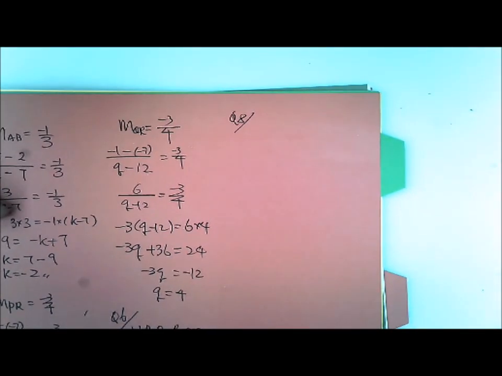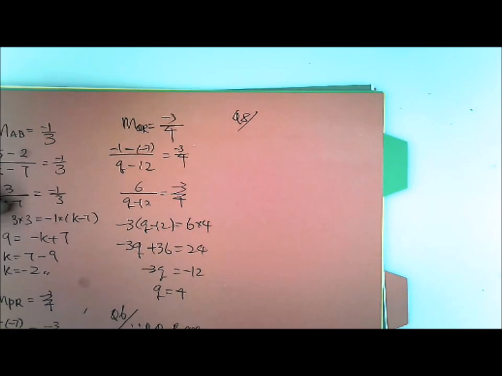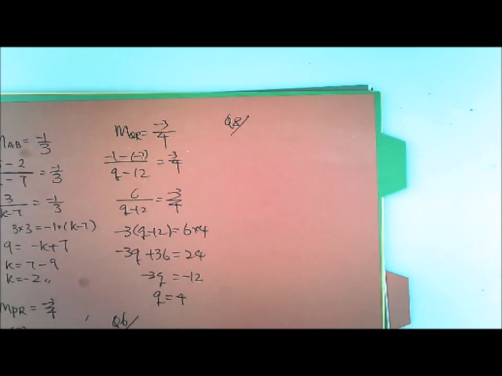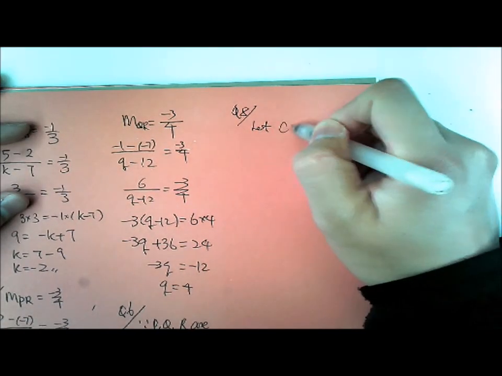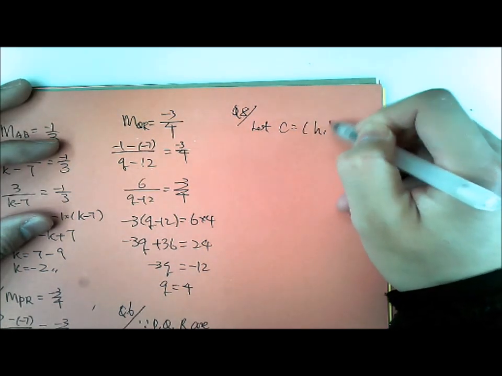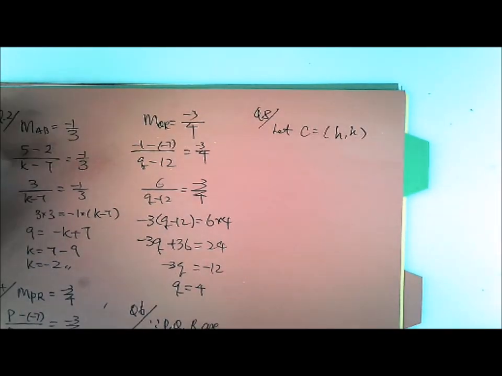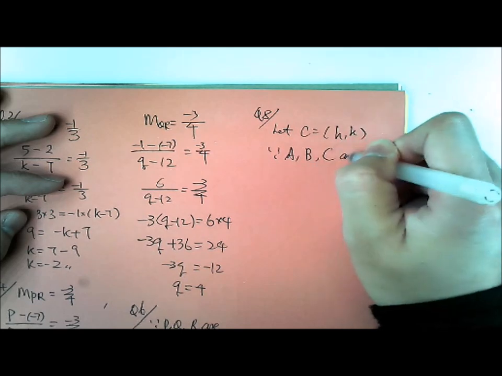Question 8. Consider the points A, B, and C. Write down 2 possible coordinates of C such that the 3 coordinates are collinear. So how to write down? Let C equal to a coordinate. We don't know the coordinate, but you can use unknowns like H, K. You can write H, K. So how to find 2 possible coordinates of C? You just do it by calculation, because A, B, C are collinear.